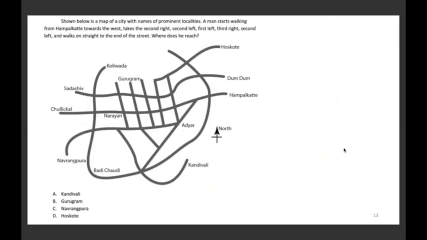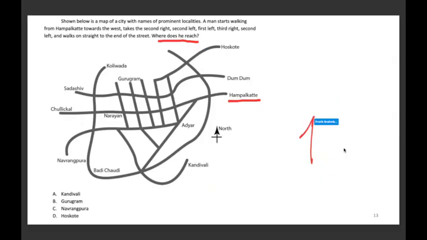Shown below is a map of a city with names of prominent localities. A man starts walking from Hampalkate towards the west. This is Hampalkate. Takes the second right, second left, first left, third right, second left, and walks on straight to the end of the street. Where does this person reach? Okay, so let's follow the direction.